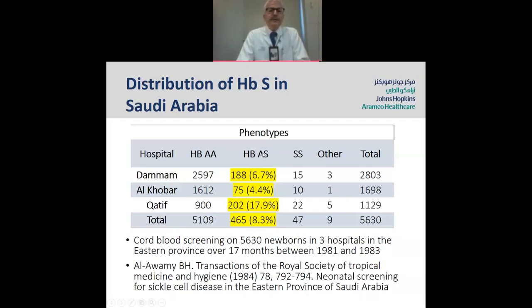So sickle cell trait from the maternity hospital in Dammam was 6.7, Al-Khubar 4.41, Qatif it was almost 18%, for a total of 8.3% of the tested newborns.